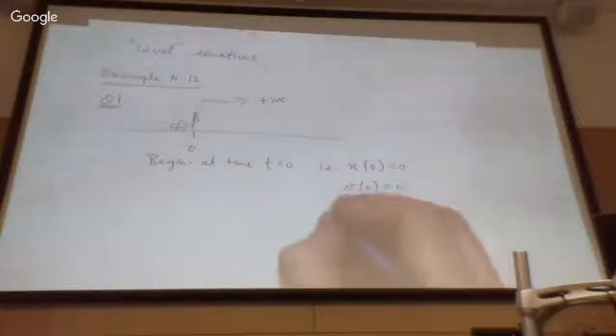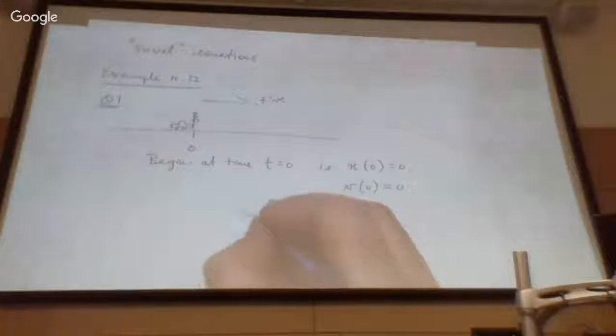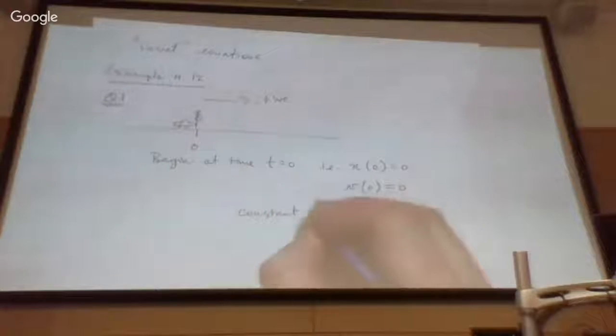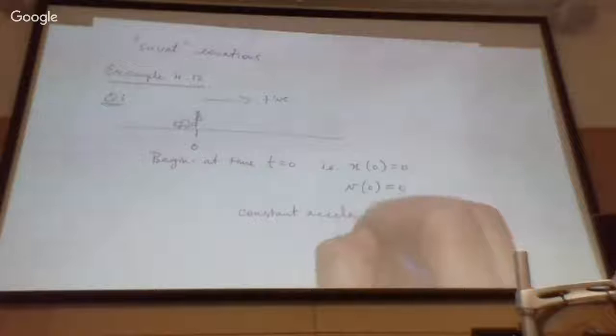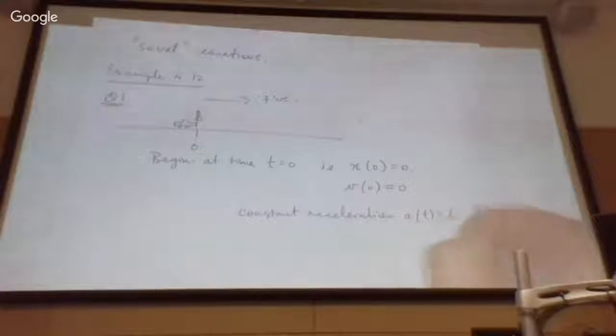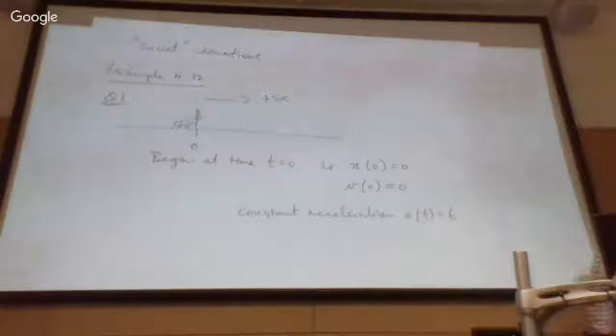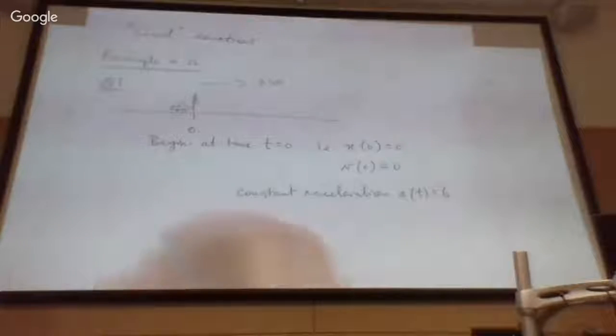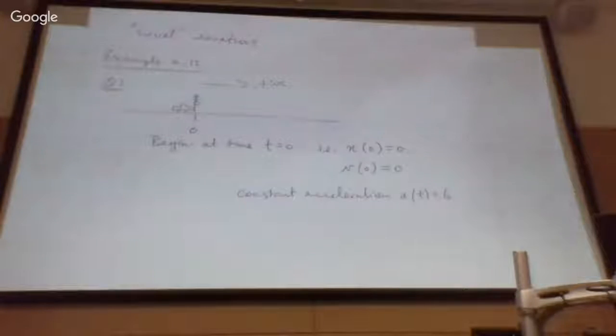On the acceleration, we've got a constant acceleration, we're told. So a of t is always 6 meters per second per second. Now, what's it asking us to find? What velocity will the car have reached after 4 seconds, and how far will it have traveled?